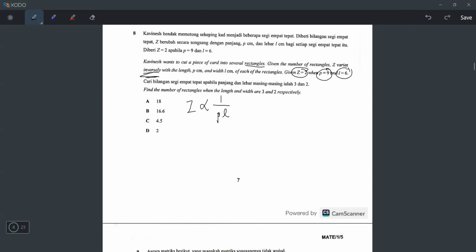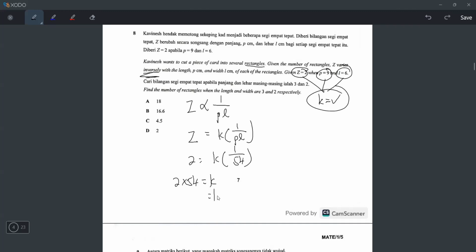And then given Z is 2, P is 9, L is 6, you already know why they give you this. Why do you think they give you this? For you to find what? To find K later. So find the number of rectangles when the length and width are 3 and 2 respectively. Okay, this one later. My job now is to find K and rewrite the whole thing. So how to continue? You have to change this to equals and add K. And the K will be like this, K times 1 over PL, and the relation is times. So now I can replace all the Z, the P, and the L inside here to find K. So Z is 2, and this will be K times 1 over P times L, which is 9 times 6, which is 54. And then K is divided by 54. I move it here, it becomes times 54. So it will be 108.